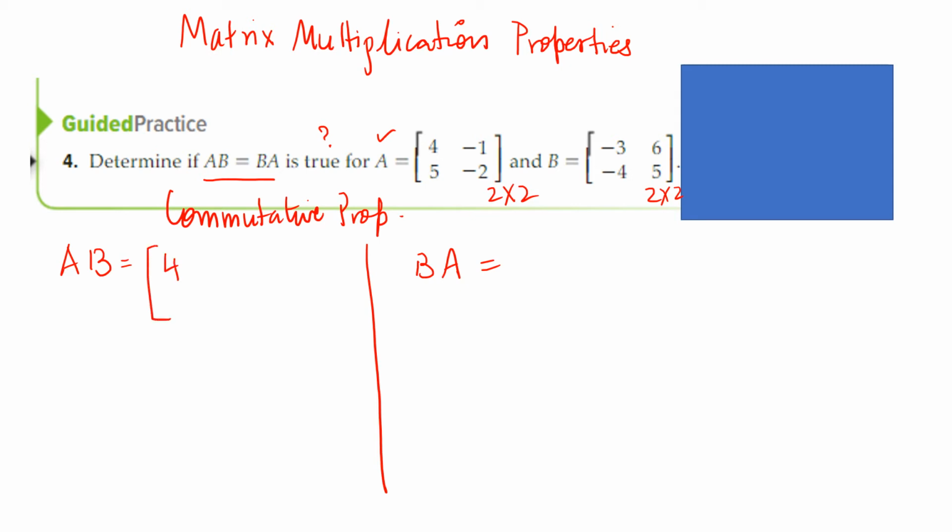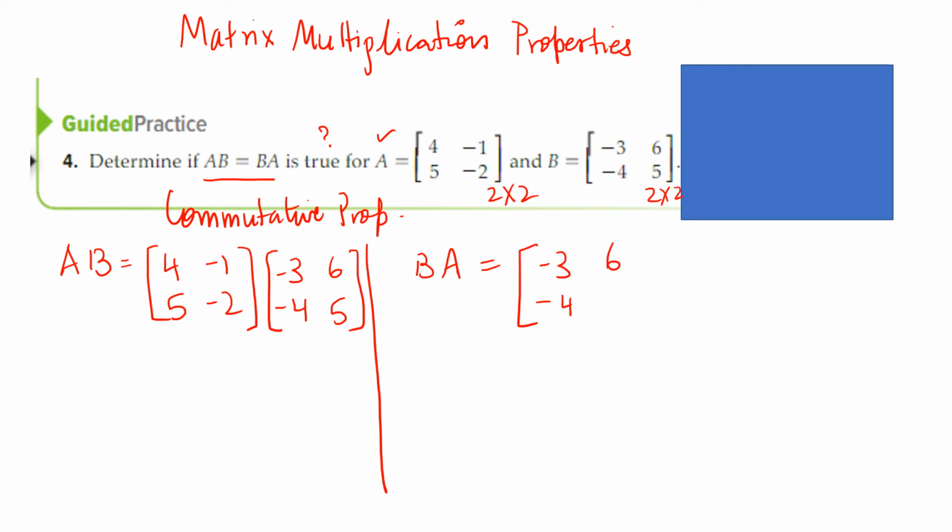So let's write them. And I hope when I'm writing them, you're understanding the difference between these two. Here you write the A matrix first, then you write the B matrix. And for BA, you first write the B matrix and then you write the A matrix. So the order is different.